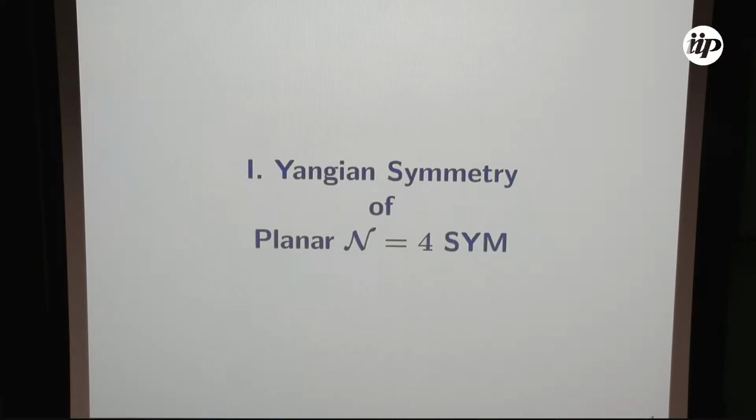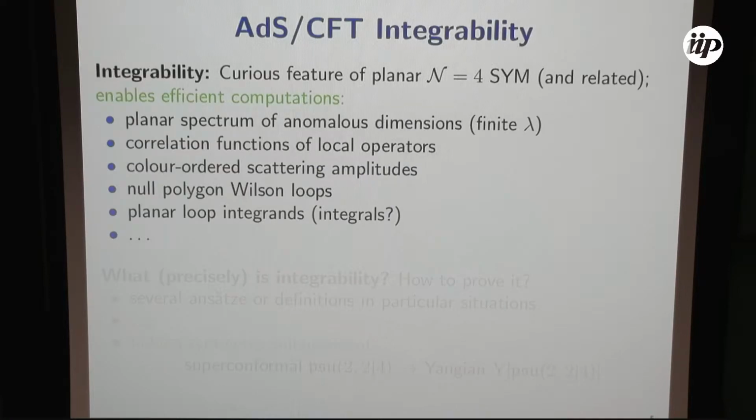Okay, so let me start by telling you about Yangian symmetry of this gauge theory, and this all started with integrability of planar N=4 super Yang-Mills, and later on some related gauge theories such as ABJM. And Kostya yesterday has given a useful introduction to some of these features. Also, Volodya has introduced integrability in this model, and they've shown you some methods to make use of integrability to perform some efficient computations of some observables.